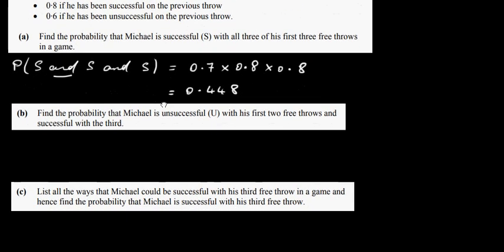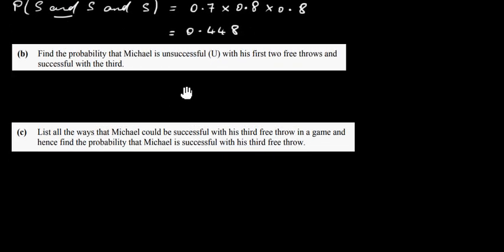Let's have a look at part B. Find the probability that Michael is unsuccessful with his first 2 free throws and successful with his third. So let's just write that out. That's the probability that he's going to be unsuccessful, and then he's going to be unsuccessful again, that's unsuccessful with his first 2 free throws, and then successful with his last throw.